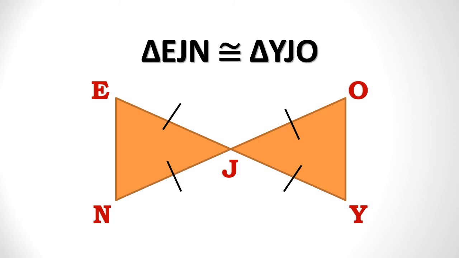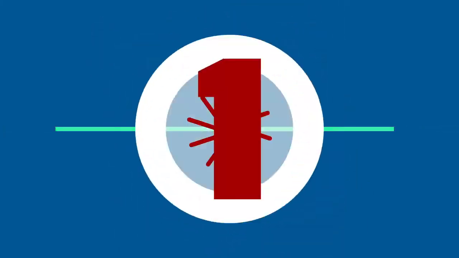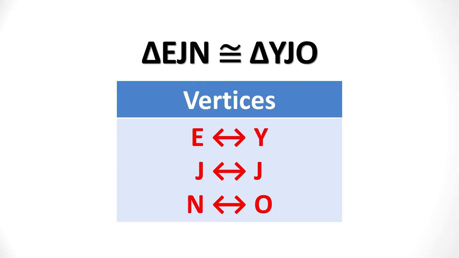Do you still have your pen and paper with you? I will give you 10 seconds to list down all the correspondences that exist in the vertices of these two congruent triangles. Are you ready? Let's begin! Did you get the correct answer?